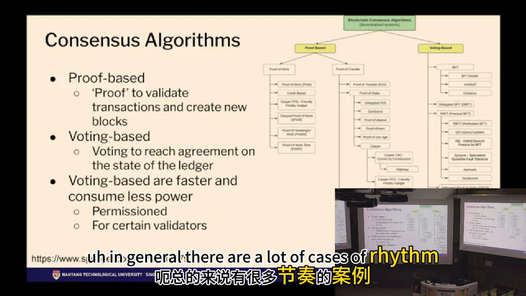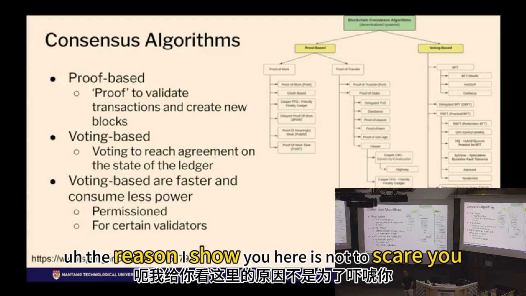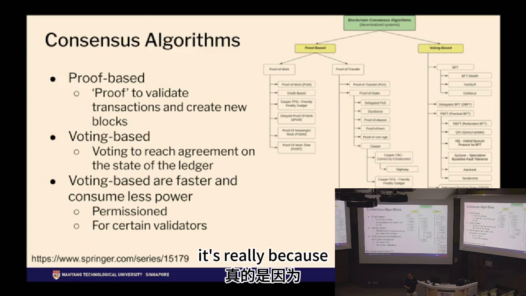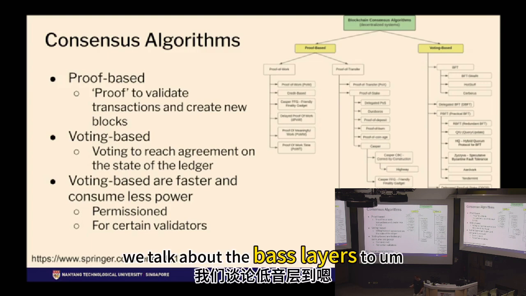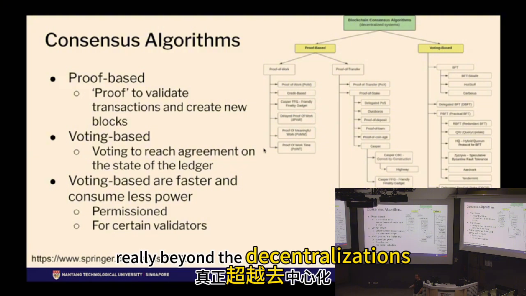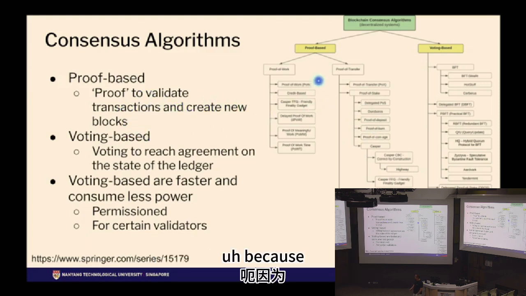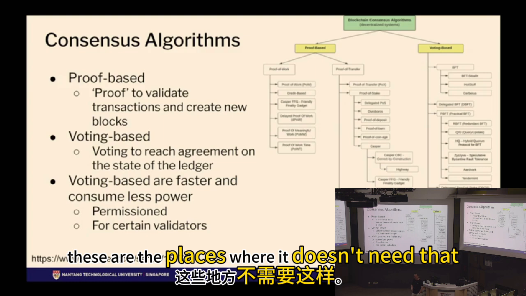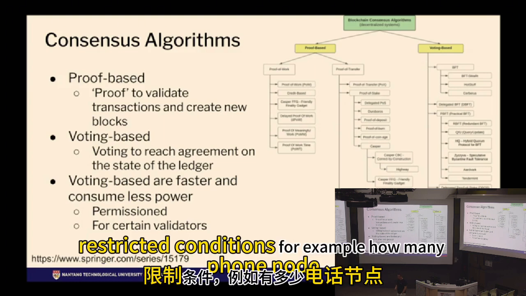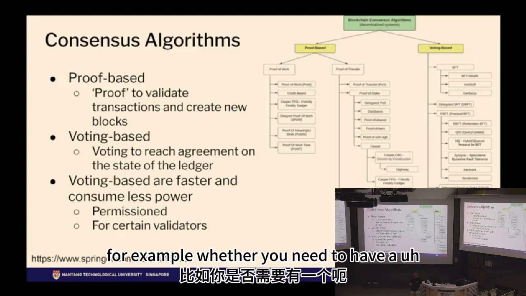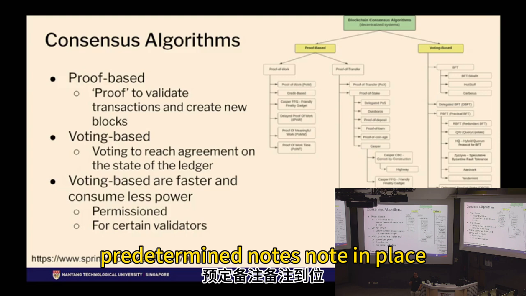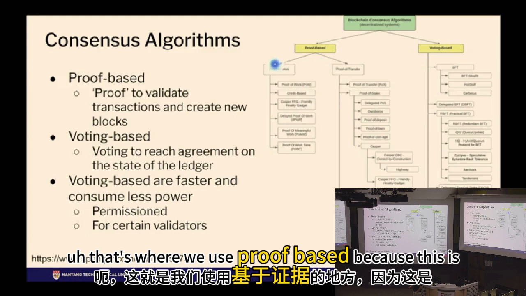In general, there are a lot of consensus algorithms. The reason I show you here is not to scare you. It's really because when we talk about the base layers to build decentralization, in general we use proof-based consensus, because these are the places where there aren't that many restricted conditions, for example, how many faulty nodes, or whether you need a predetermined node in place. That's where we use proof-based consensus algorithms.